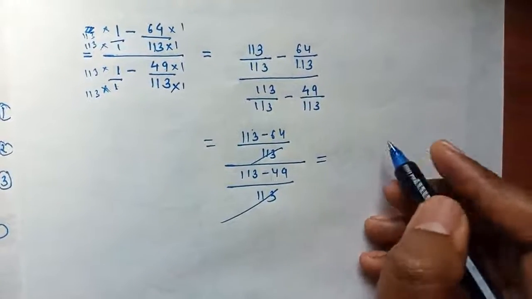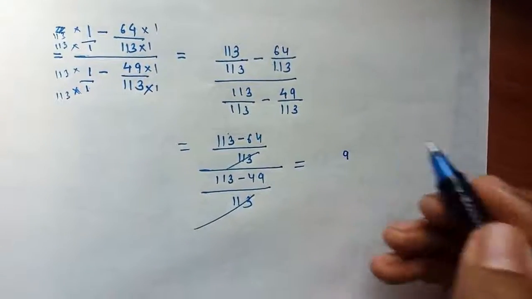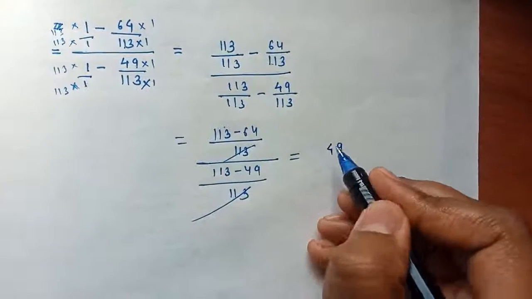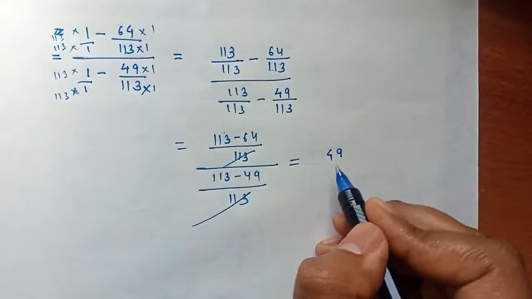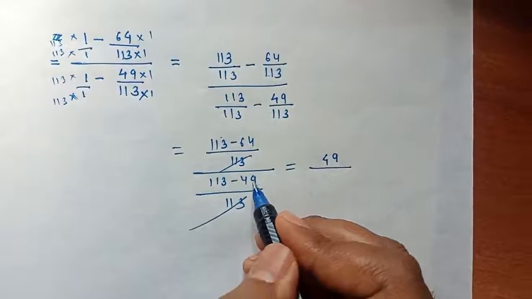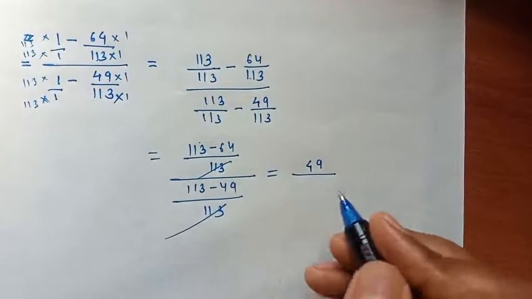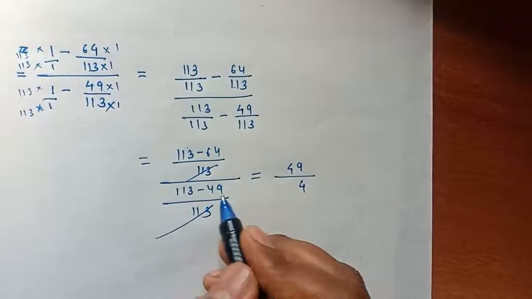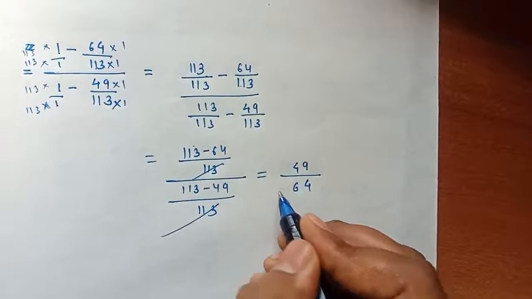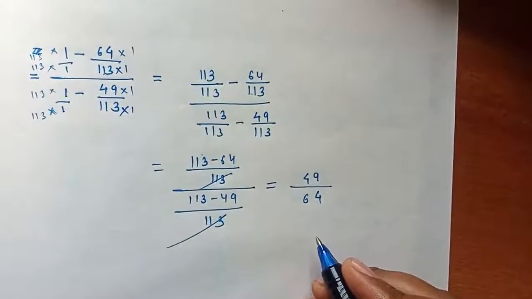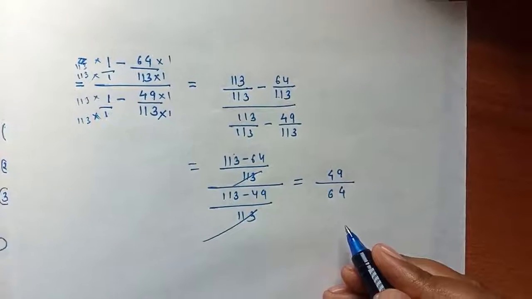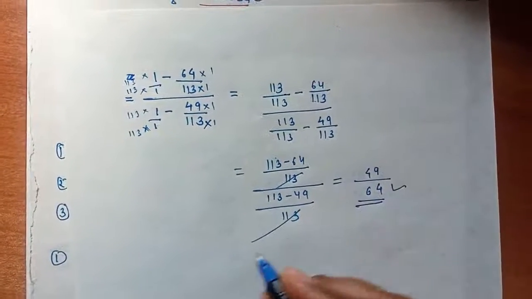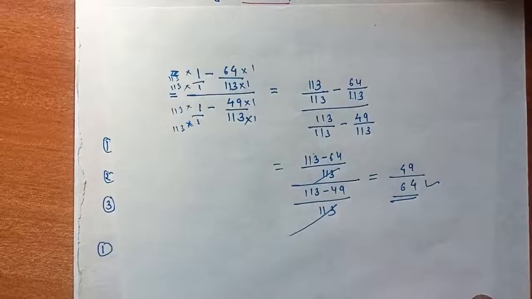The 113 cancels, so you get the answer 113 minus 64. So 13 minus 4 is 9, then 11 minus 7 is 4, and 1 minus 1 is 0. So I got 49 here. And here, 13 minus 9 is 4, then 11 minus 5 is 6, and this will be 0. So I got 49 upon 64. If you can simplify further you can, otherwise you can leave it like this also. So ultimately I got the answer 49 upon 64.